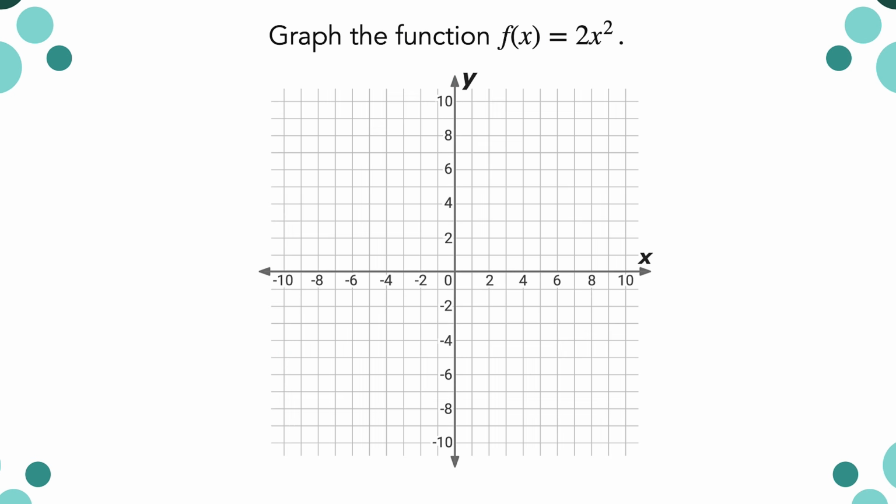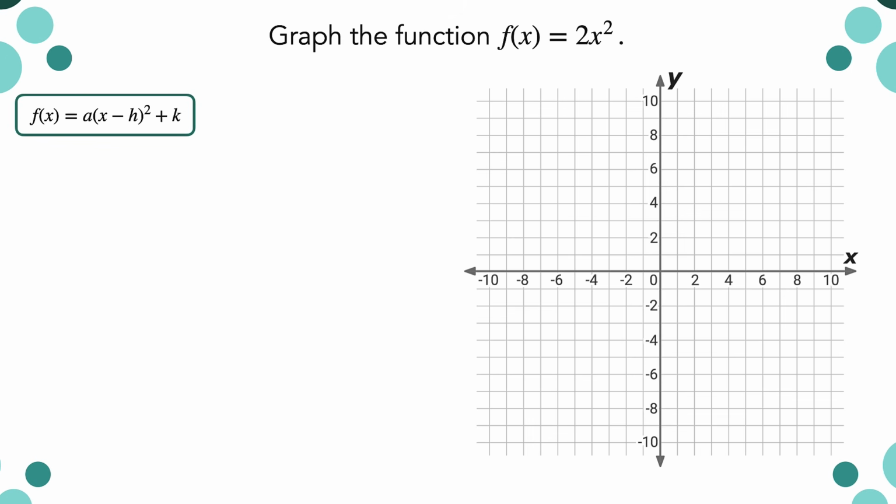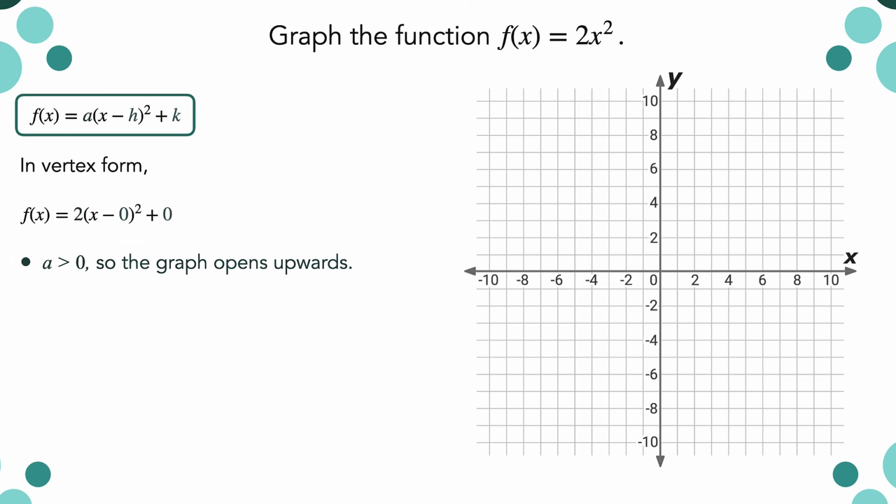Graph the function f of x equals 2x squared. Let's first start by putting our equation in vertex form. X is the only term being squared, so we can rewrite it as x minus 0 squared. The equation doesn't have any constant terms, so k equals 0. Now we're in vertex form. What does our equation tell us? First, a is positive. Our graph opens upwards. Next, h equals 0 and k equals 0. Our vertex is (0, 0).